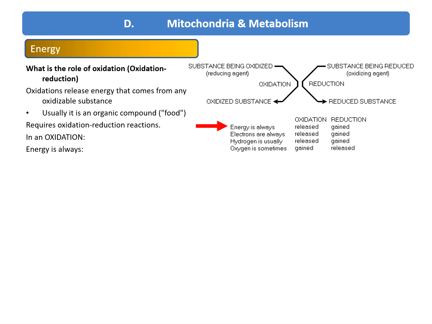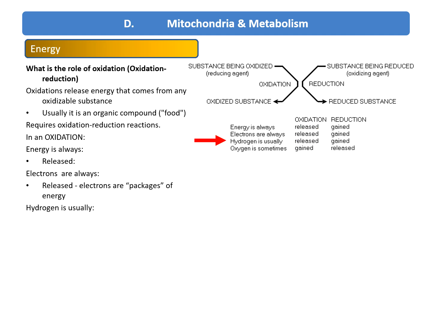In an oxidation, energy is always released by the substance being oxidized. Electrons are always released by the substance. Remember, electrons can be thought of as packages of energy. Hydrogen is usually released by the substance because hydrogen carries an electron with it. Oxygen, on the other hand, is sometimes gained in an oxidation.